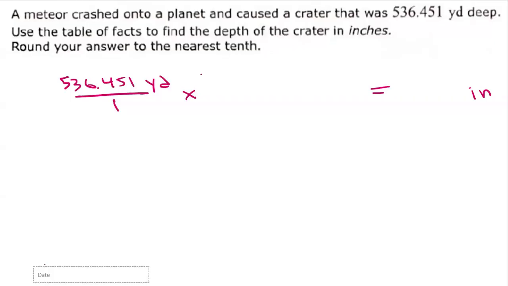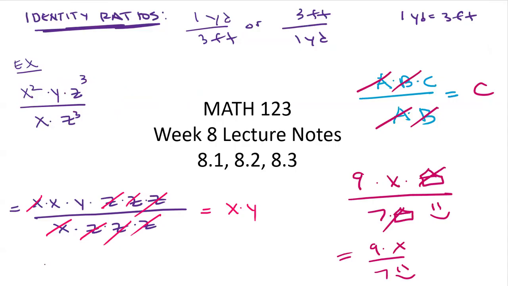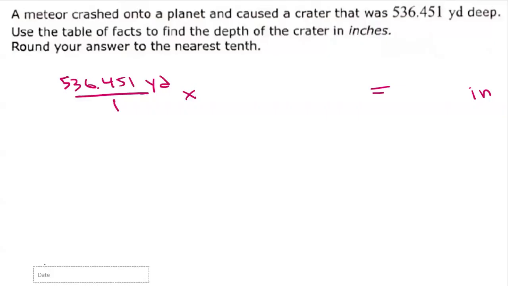Again, we need to use the formulas that we have. We can't just Google it, and that's not going to help you on your final. In this case, we need two conversions here. We already note that 1 yard is equal to 3 feet. And the other one that we need is that 12 inches is equal to 1 foot.